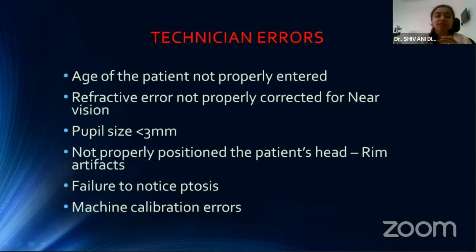So technician errors can be when the age of the patient is not properly entered, the refractive error is not properly corrected, especially for near vision, the pupillary size is less than 3 millimeters, the patient's head is not properly positioned, which can lead to rim artifacts. There can be a failure to notice ptosis and machine calibration errors.